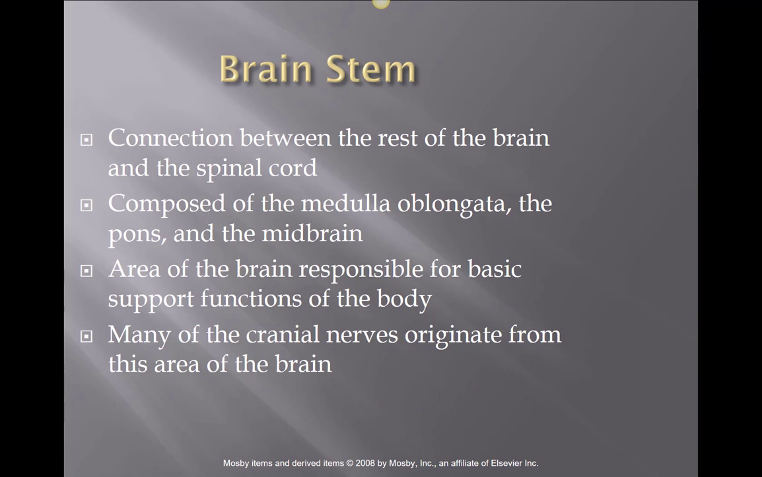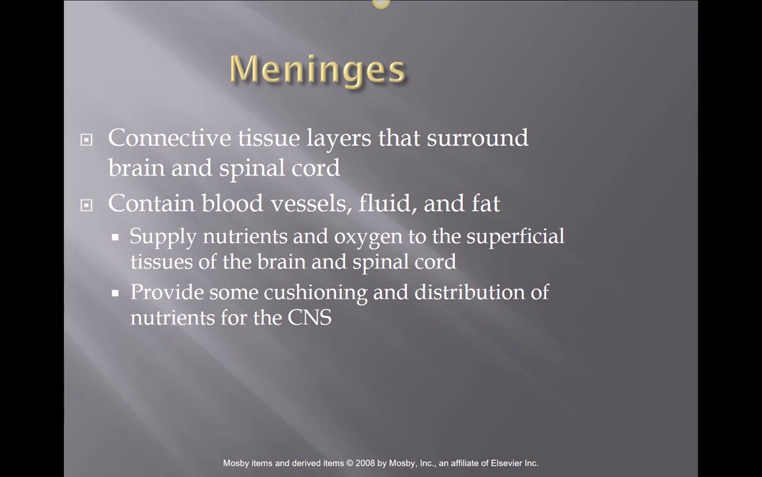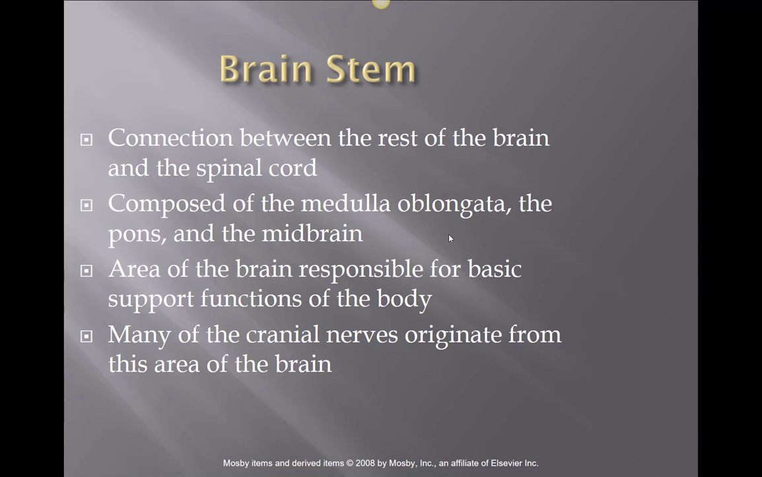Finally, you get to the brainstem. This is the connection between the brain and the spinal cord, and you have the medulla oblongata, the pons, and the midbrain. And so each one of these is very important for running a certain part of the autonomic nervous system. This is the part of the brain that you don't have to think about, that does everything just automatically and on its own.